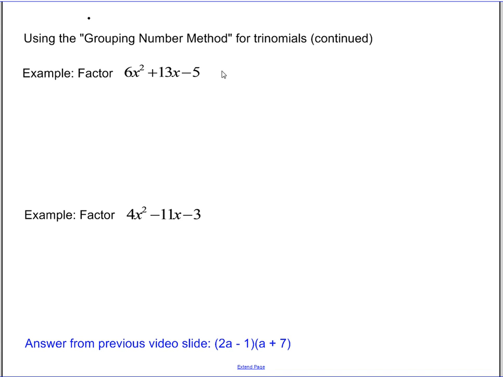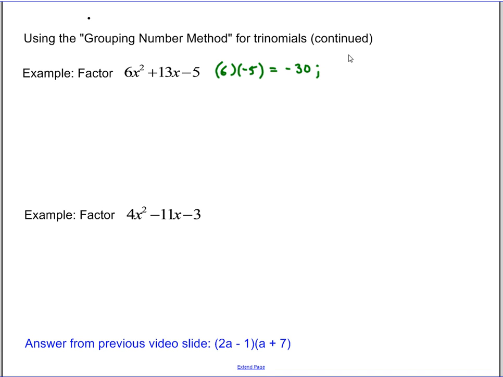So let's see. Our leading coefficient. What is our leading coefficient? We're going to take 6, and we've got a negative number this time, negative 5. So I take the negative along for the ride right here, and I say that my grouping number is now negative 30. Okay, my next step is I need to find a factor pair of negative 30 whose sum is equal to positive 13. So what do we got?